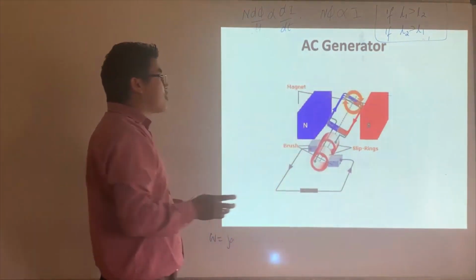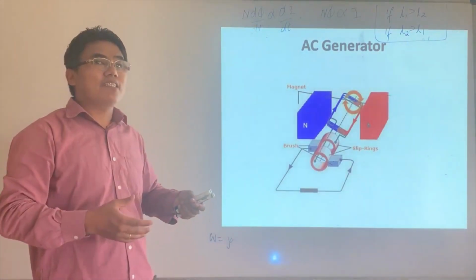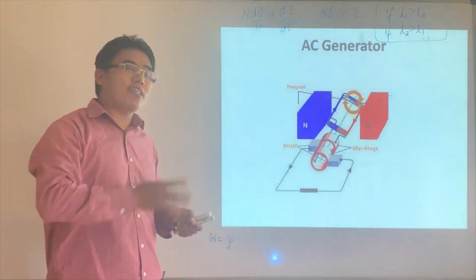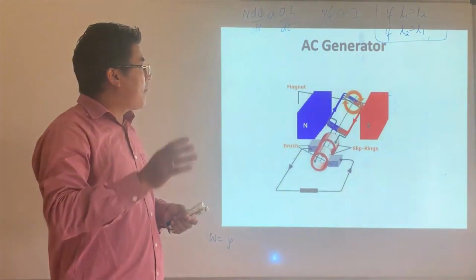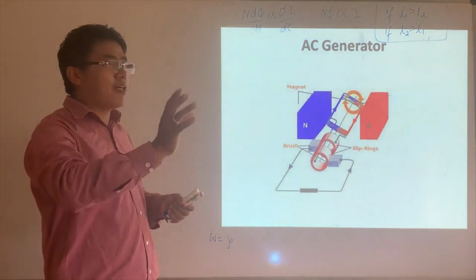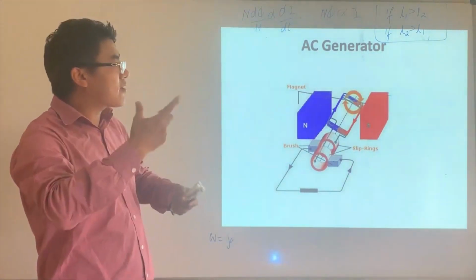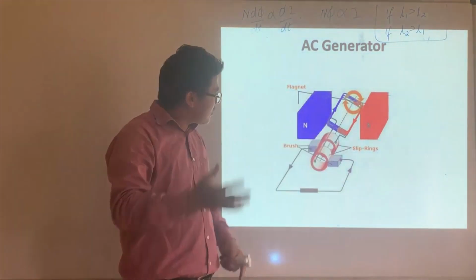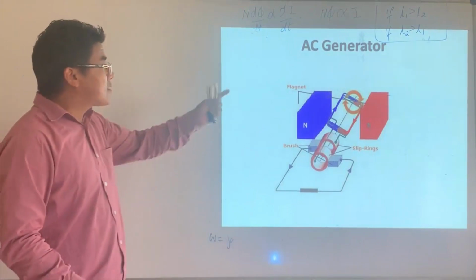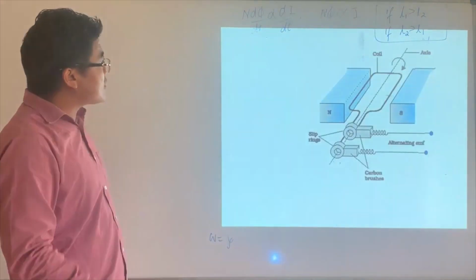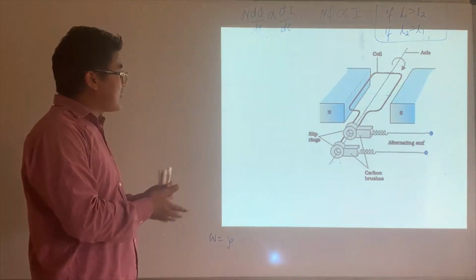And how are you going to rotate the coil? By different means. If I let water fall, this is what we call hydropower, right? I just allow water to fall on a blade, and then this rotates, and consequently the coil rotates, and we are able to produce power, right? In the case of steam engines, steam rotates this, right? So this is our textbook diagram for AC generators.